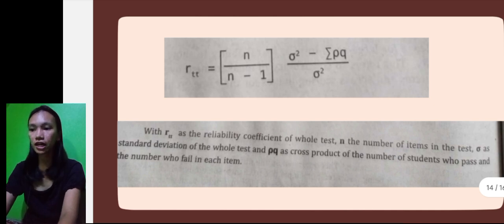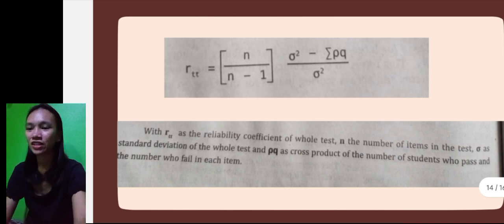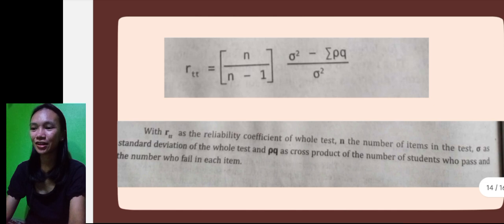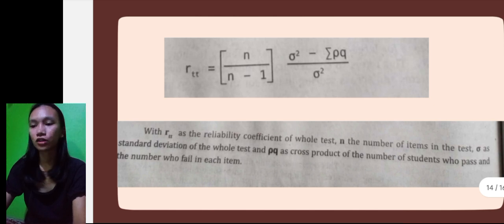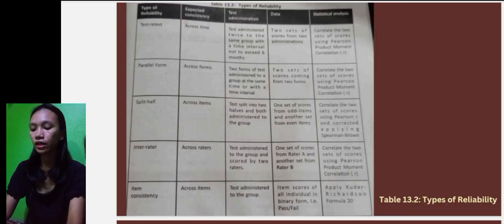With RTT as the reliability coefficient of the whole test, n as the number of items in the test, the variance as the standard deviation of the whole test, and PQ as the cross product of the number of students who pass and the number who fail in each item. So that table shows us the types of reliability, which we will discuss again.